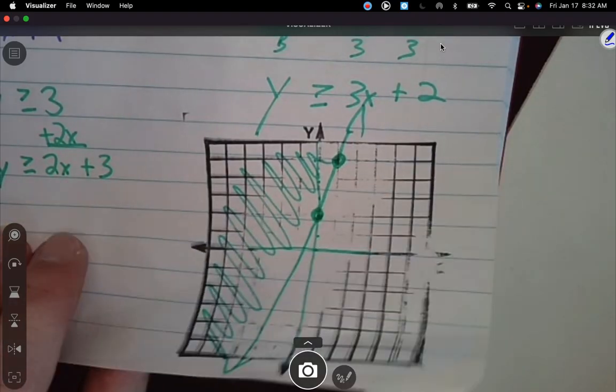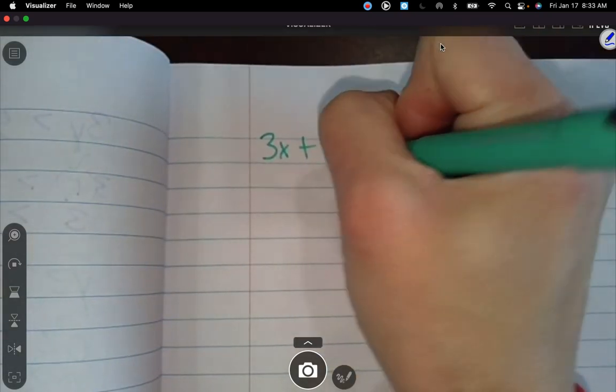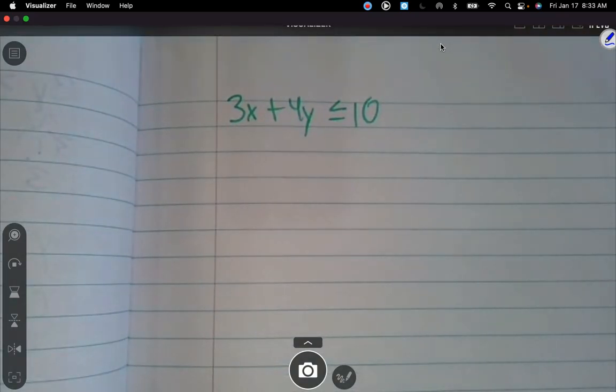All right, let me do another one where we're just solving. What if I just make one up. Let me do 3x plus 4y. 3x plus 4y is less than or equal to 10. This one's not going to work perfect, but that's okay.